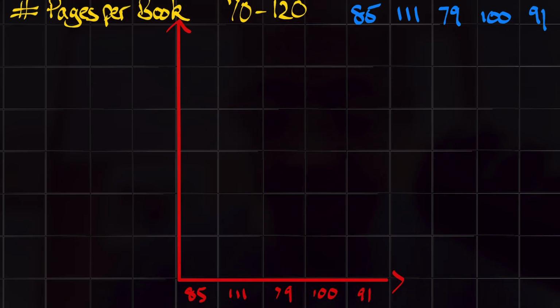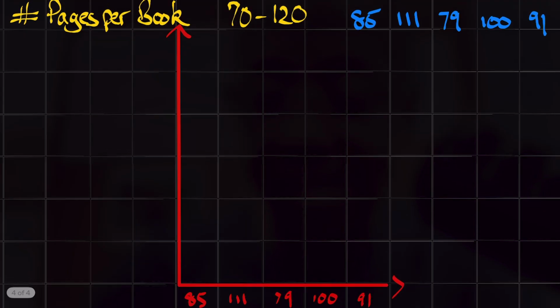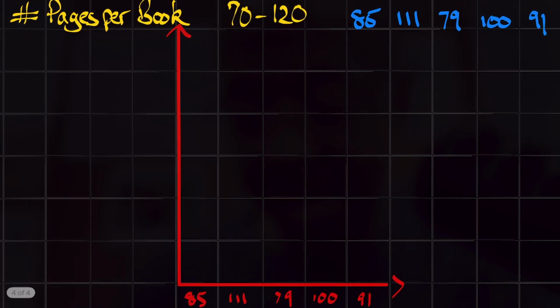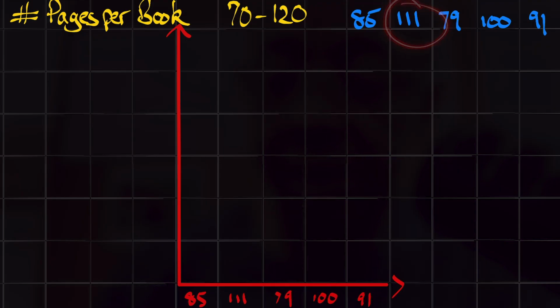Take a look at this one. The number of pages per book has a range from 70 to 120. This was a little bit of a challenge for me. Of course, the x-axis down at the bottom was fairly simple. I just had 5 numbers to show. Nothing really to think about. The y-axis, using my highest bar thinking, I have to show 111.